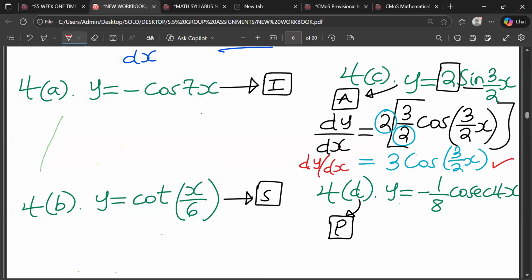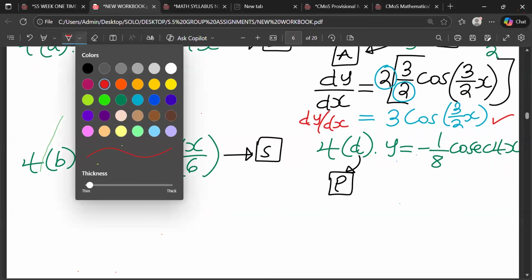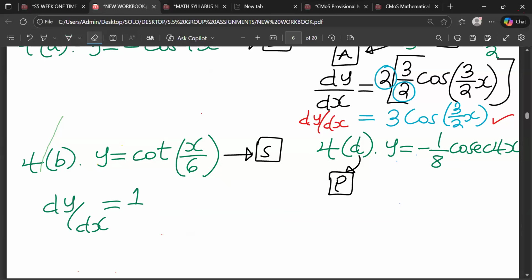Let me see who is ready and was chosen. Yes, Samsung. For B, we have cot of x over 6. So we are going to first differentiate the angle, which is x over 6, that is 1 over 6. So we write 1 over 6. Remember, when you differentiate nx, you get n, not so? Yeah.